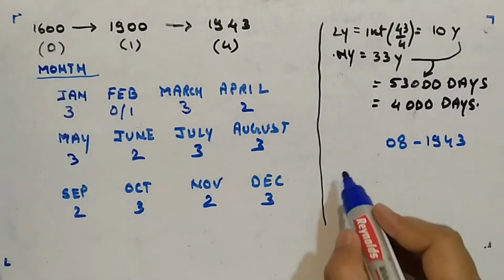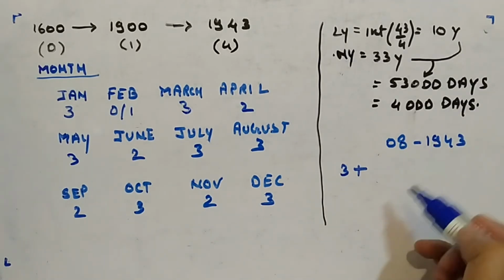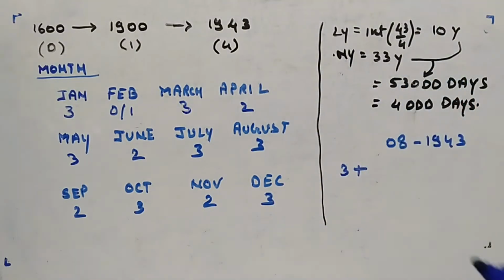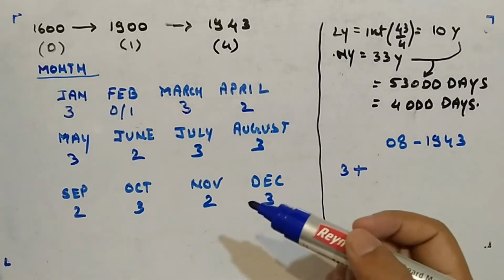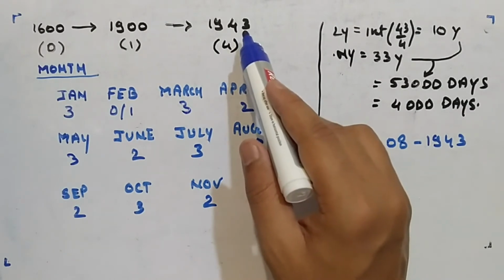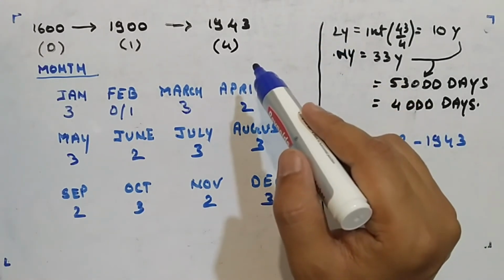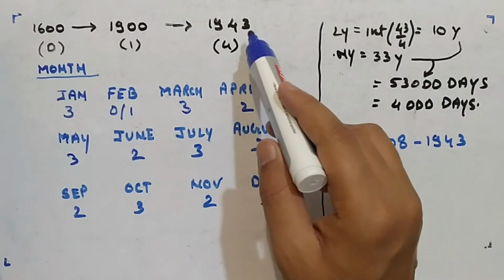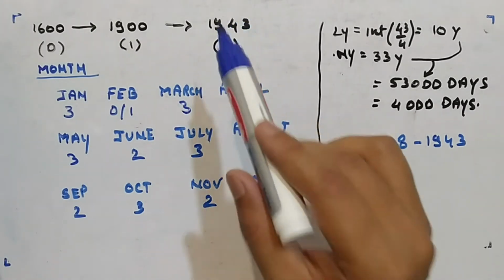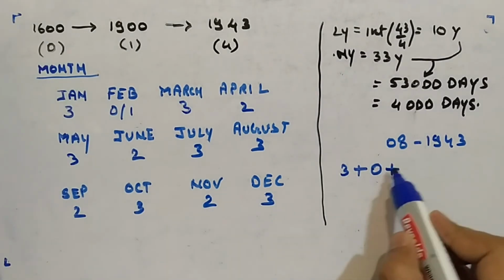January has 3 odd days. Then 1943, whether it is a leap year or not? It is not a leap year. 1943 is not divisible by 4, right? It is not a century year. If it would have been a century year, I would have checked with 400 as well. It is not divisible by 100 means it is not a century year. So you have to check the divisibility by 4, and it is not divisible by 4 means it is a normal year. Hence you will take 0 here for February month.